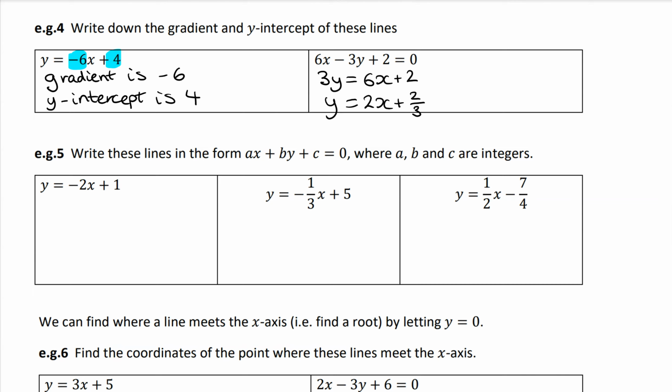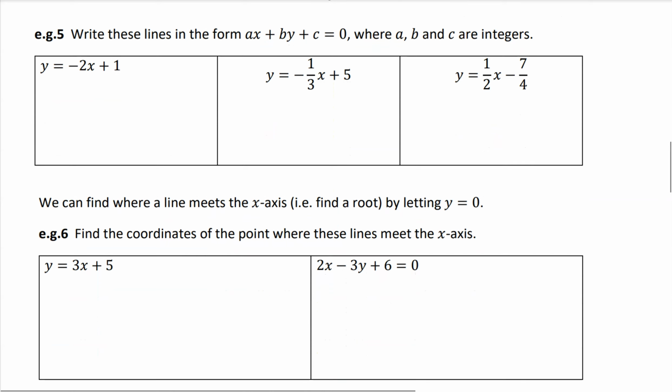And then we're going to state that the gradient will just be 2, because that's the coefficient of x, the number in front of the x, and the y-intercept is going to be that plus c, that 2/3, okay? Or we could say it crosses the y-axis at 0 and 2/3.